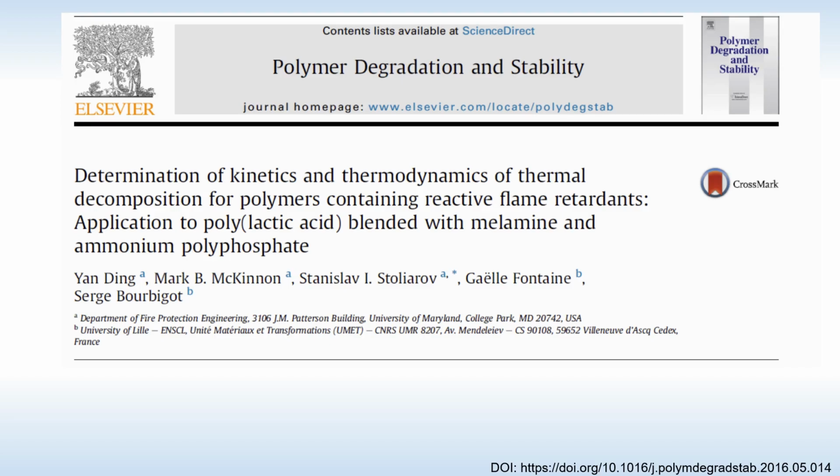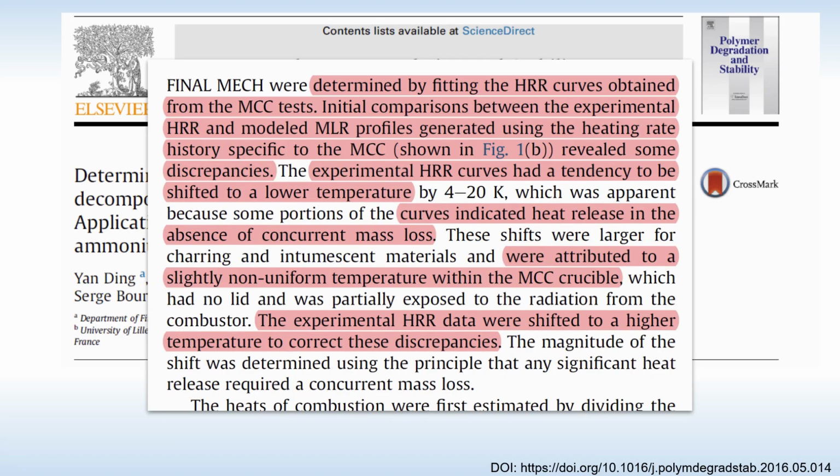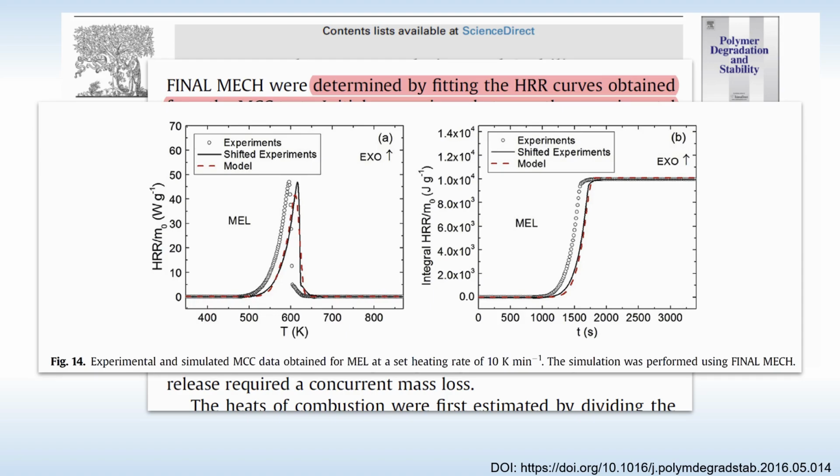In the literature it is reported that a shift could be observed when trying to plot mass loss rate and heat release rate together. Specifically here, the authors report they observed heat release before mass loss was detected. To mitigate this issue, they shifted the data by a couple of Kelvin. As they point out, it was between 4 to 20 Kelvin, depending on the experiment.